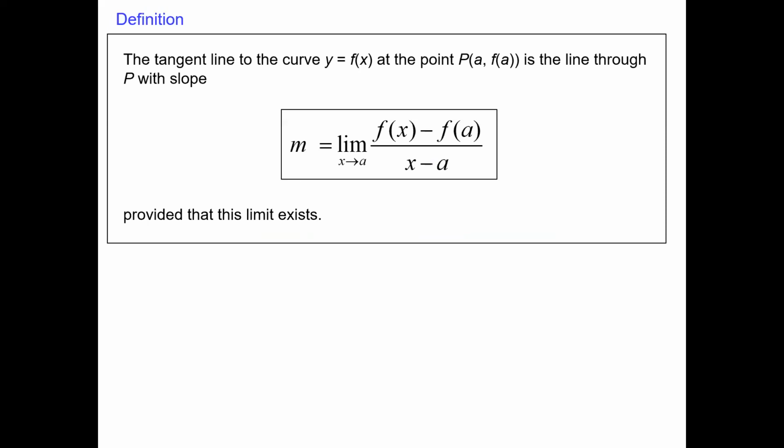Let's see one more time. Tangent line to the curve f of x at the point A, f of A, is the line through the point P with the slope. And we can see the difference quotient and the limiting position, x approaches A. The x coordinate of Q is getting really close to the x coordinate of point P, because that's what we have.